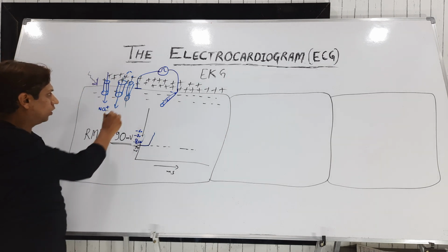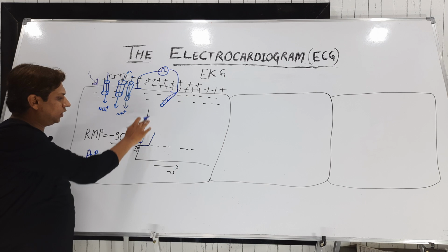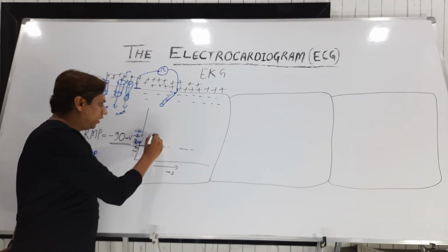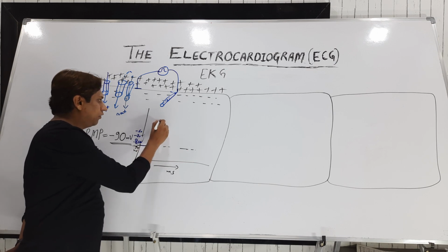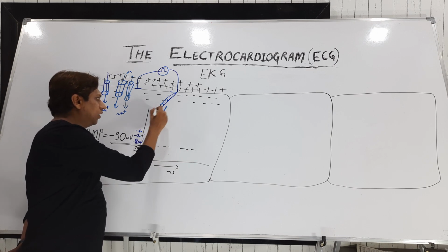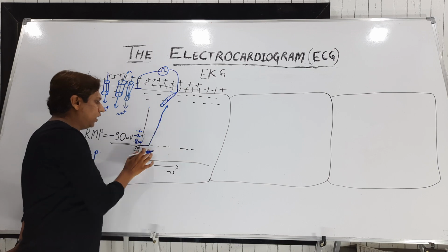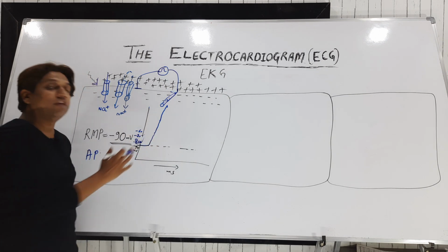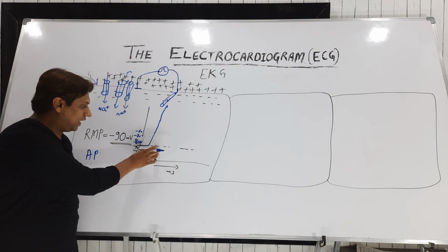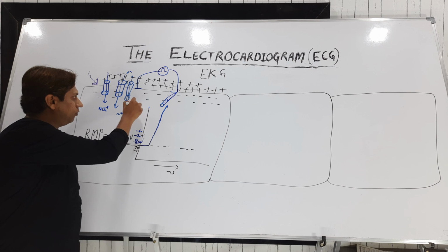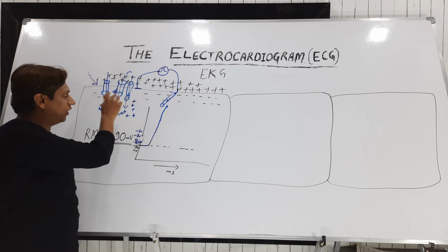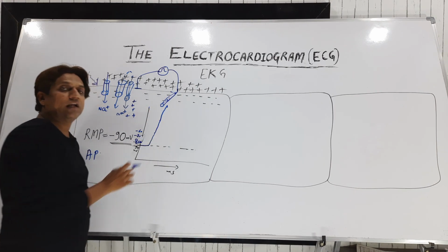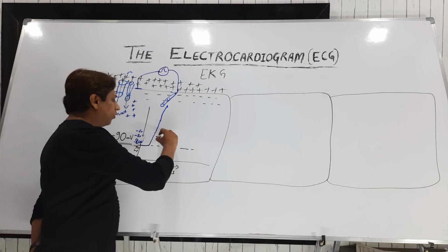Now, as more sodium has entered, the interior of the cell again tends to become positive. It will cross zero, and become plus 10, plus 20, plus 30, like that. This phase of the change in the electrical activity, where the cell interior becomes positive because of the entry of positive ions like sodium through voltage gated sodium channels, is called depolarization.